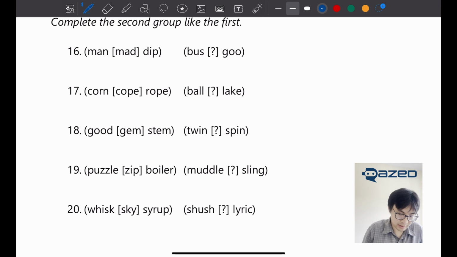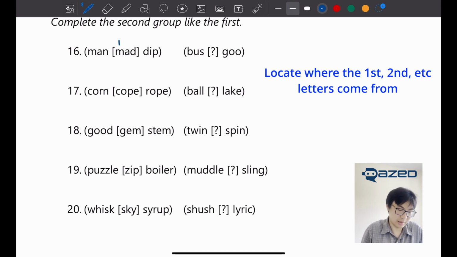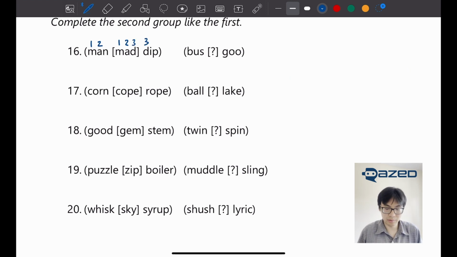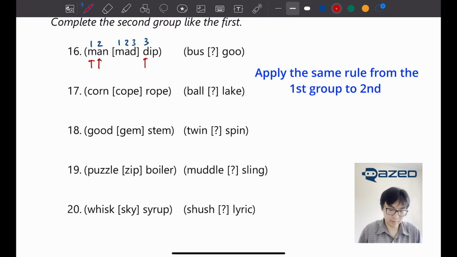So for the first letter, it has to come from the M in man, A likewise, because there is no M or A in dip. And then likewise, the D goes like that. So we see there's this rule set. Now let's convert this to the second group. So we want the B, the U, and the G. Bug. This seems to make sense.